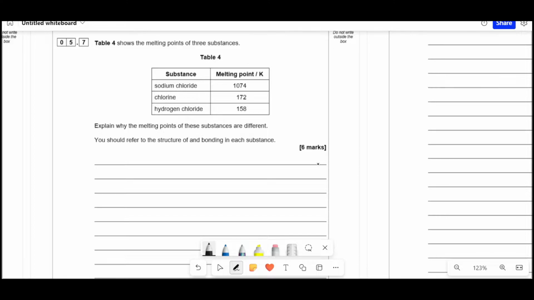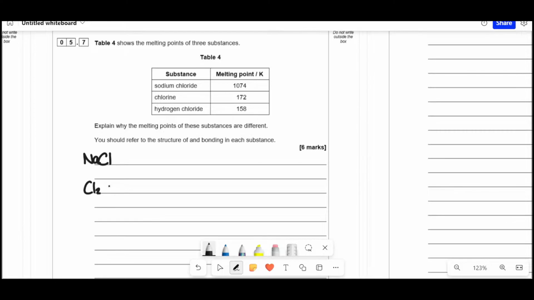Okay, table 4 shows the melting points of these 3 substances. Explain why the melting points of these are different. You should refer to the structure and bonding. The amount of times I see people writing all kinds of God knows what, everything, and not having any structure, rather than giving it a second to think what's going on. Literally describe what's going on first. What I usually do is get my thoughts straight. I'm going to write notes from this, but obviously you turn it into actual words.